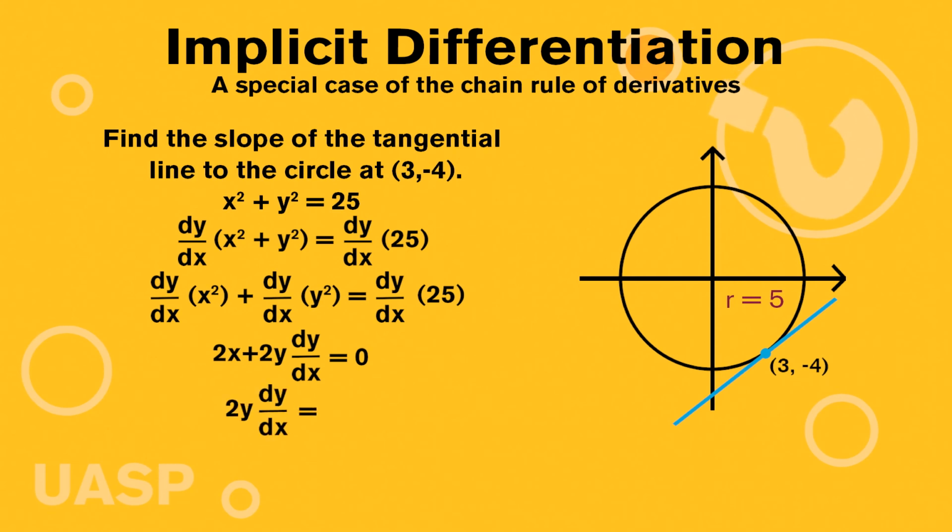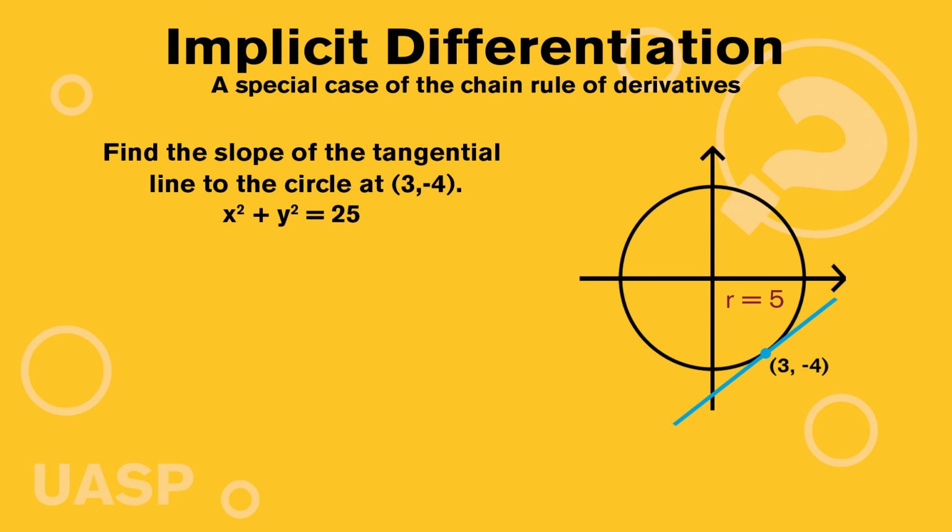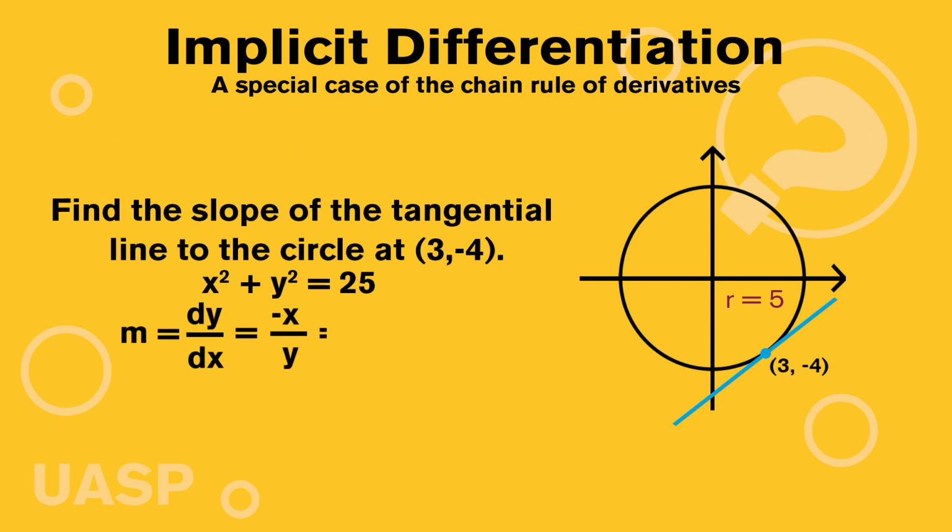We can then isolate y prime by subtracting the 2x and then dividing by 2y. This leaves the equation of -x over y. All that's left is to solve at the coordinates provided. The coordinates, 3, -4, can be applied into our derivative equation and would yield the slope.